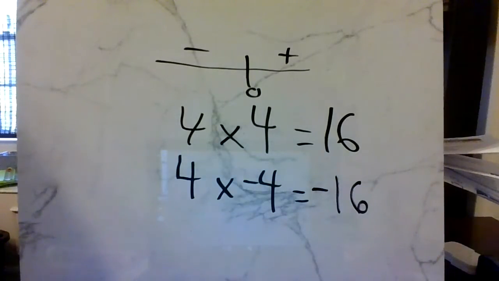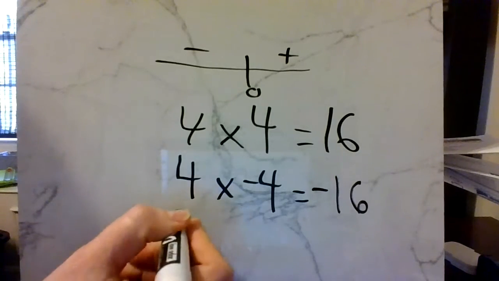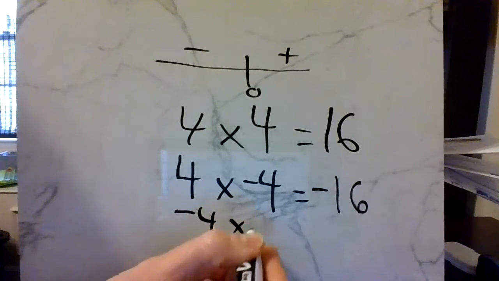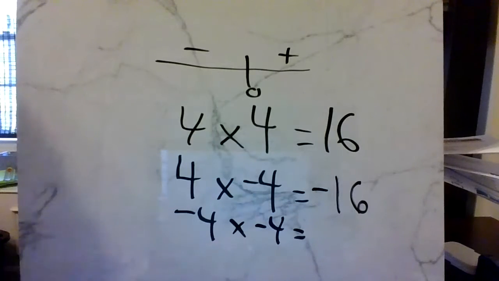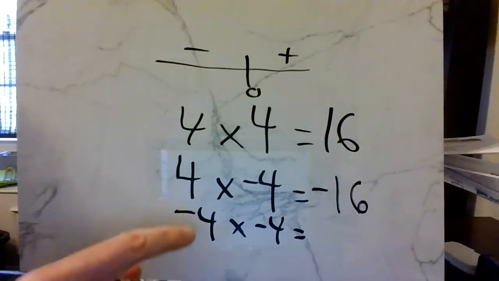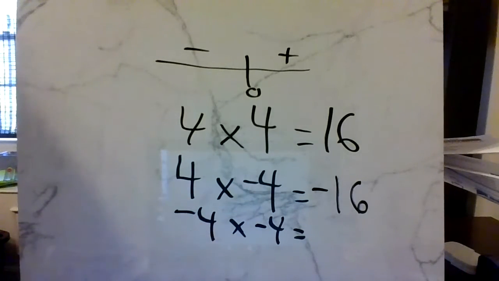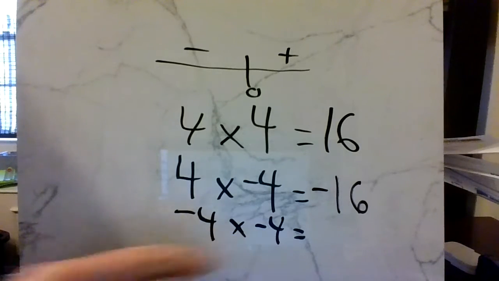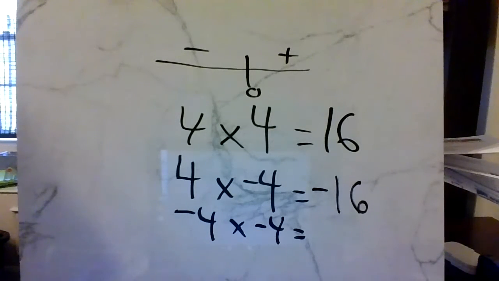Well, what happens if I take two negatives? Negative times negative, so negative 4 times negative 4. Well, what's the opposite of a negative? If this is negative and you have to multiply it by an opposite, well, the opposite of a negative is a positive. So this is positive 16.